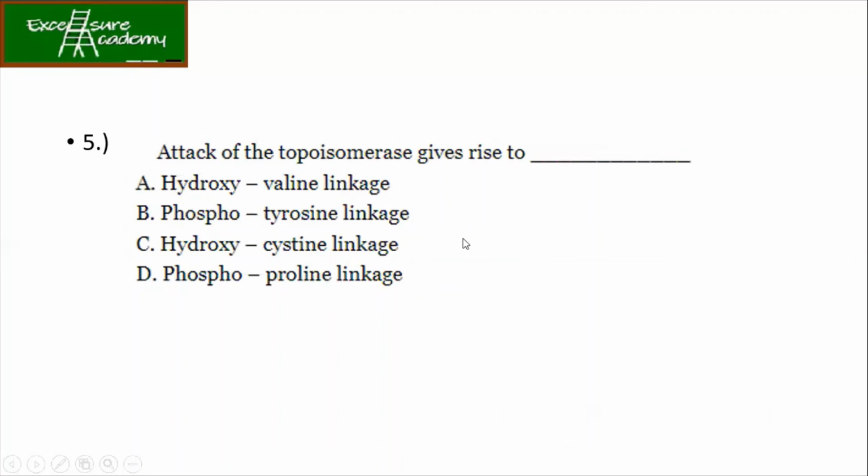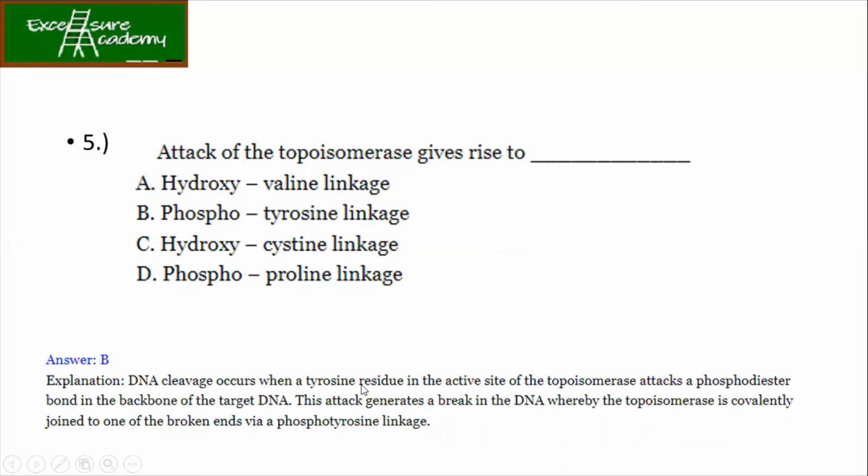Now, attack of the topoisomerase gives rise to dash. Again, very simple. B. Yes, the answer is the tyrosine one, phosphotyrosine linkage. Yes, ma'am. B. So the explanation is also given and I have shown it in the figure also. Whether it is topoisomerase 1 or 2, both are going to have the tyrosine linkage. Of course the phosphotyrosine linkage, and your OH remains free. Then that OH is able to do a nucleophilic attack on the phosphate group so that it can again form the phosphodiester bond back.